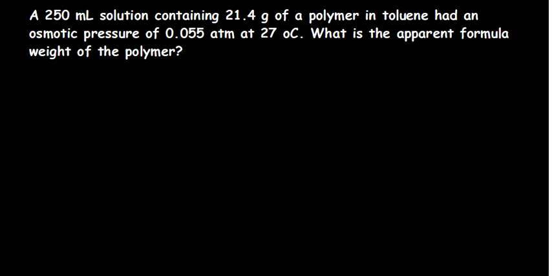The next question says a 250 milliliters solution. So I have a 250, that's the volume of the solution, containing 21.4 grams of a polymer in toluene. So the osmotic pressure was given to be that at that temperature. What is the apparent formula weight of a polymer? So all these polymers are non-electrolytes, so osmotic pressure is expected to be equal to MRT, the i is equal to 1. Okay.